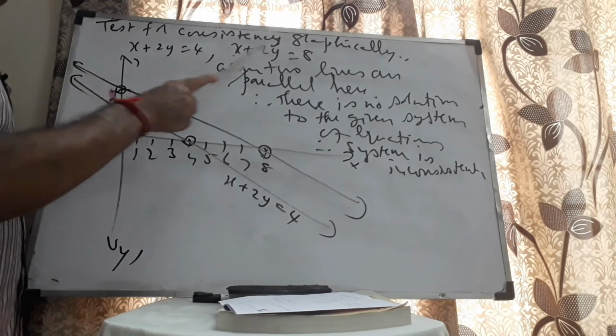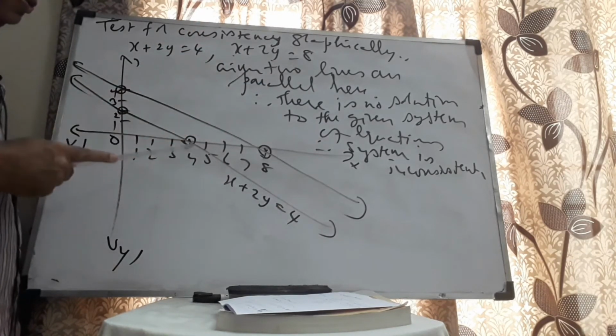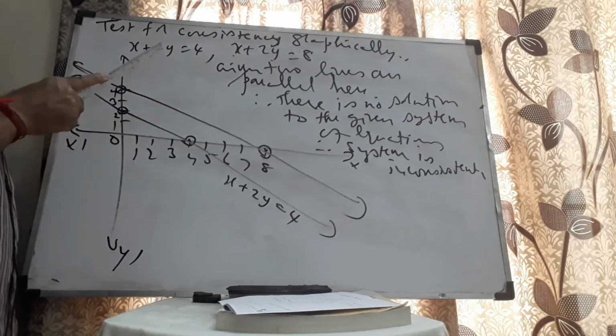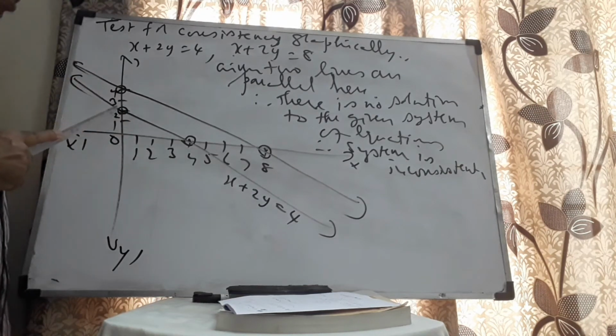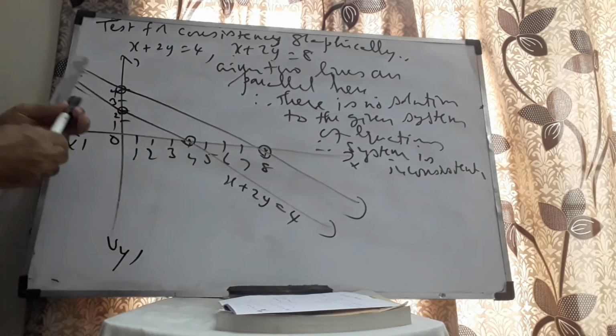x plus 2y equal to 4, x plus 2y is 8. These are the given two equations. Put y equals 0, x is 4. Passes through 4, comma 0. Put x equals 0, y is 2. It passes through 0, comma 2. Okay. Similarly, join which I will get. This is my another equation, x plus 2y equals 8.